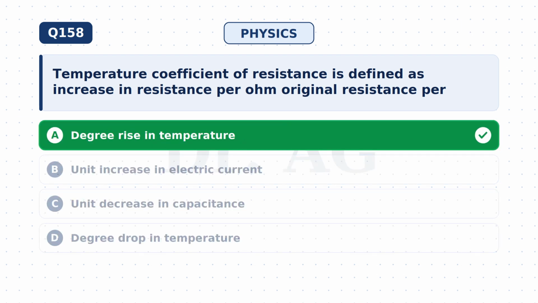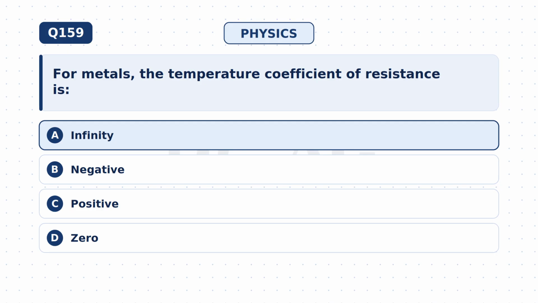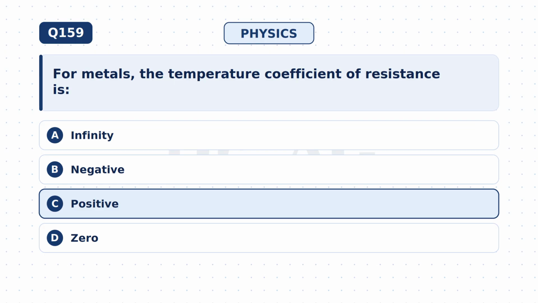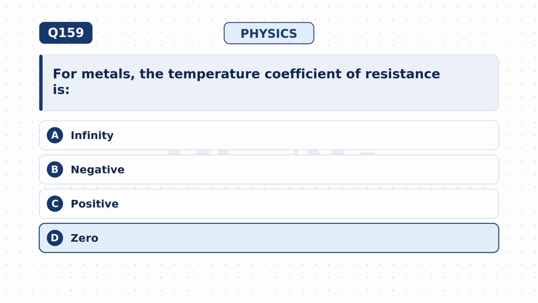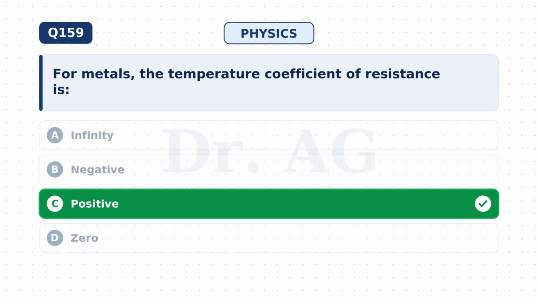The correct answer is A, degree rise in temperature. Question 159. For metals, the temperature coefficient of resistance is. Option A, infinity. Option B, negative. Option C, positive. Option D, 0. The correct answer is C, positive.